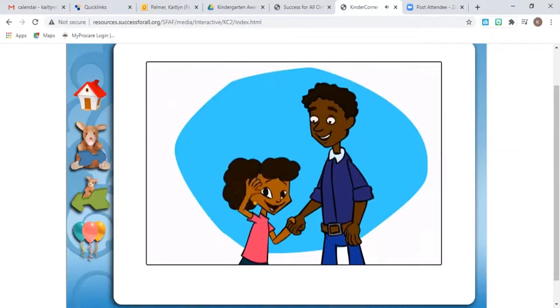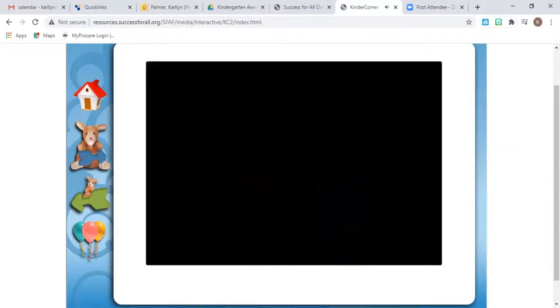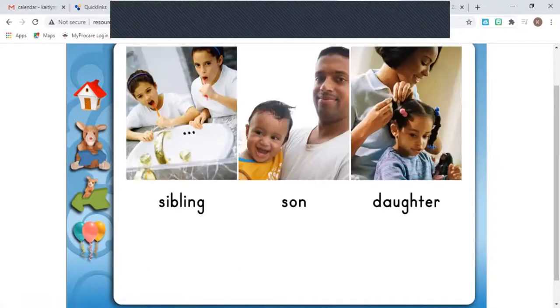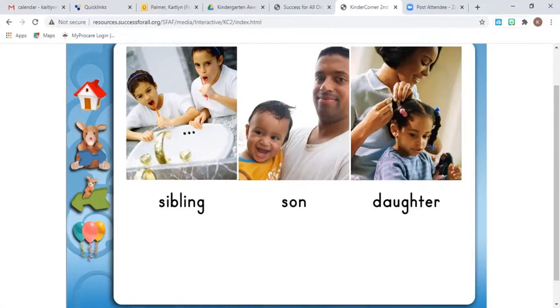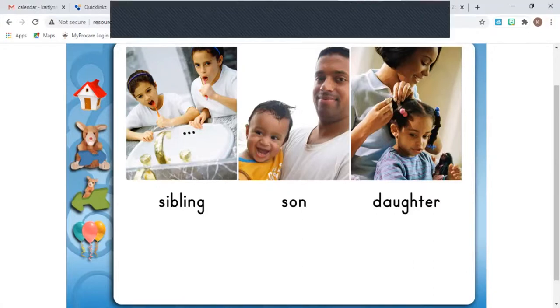Hi, Maya. All right, so those were our new vocabulary words for this week. So we have two sisters, and they are called siblings. If you have a brother or two brothers or a brother and a sister, those are siblings. You could even have two sisters. Those are siblings. Now, if you are a boy, you're called a son. And if you're a girl, you're called a daughter.